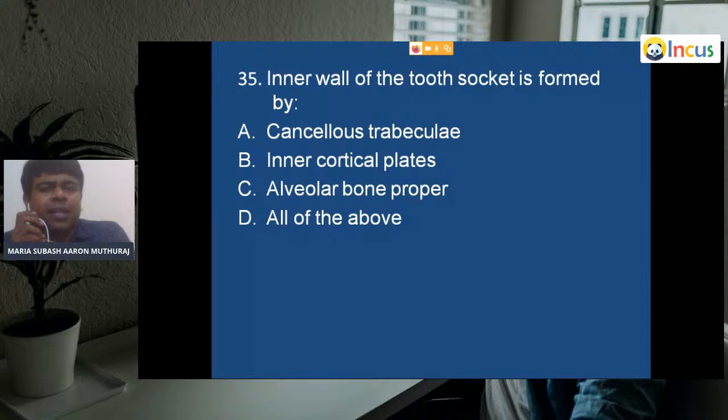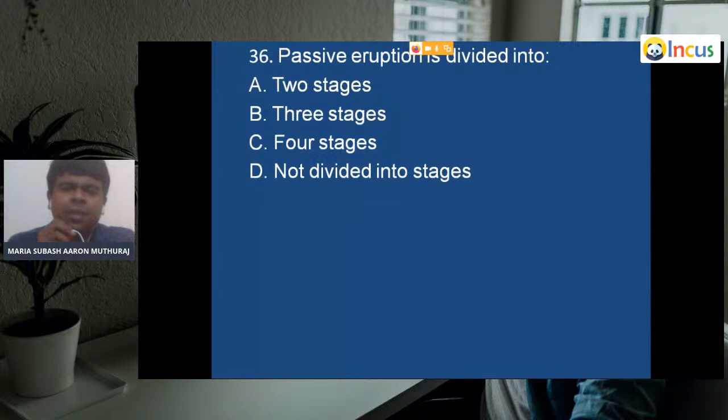Another form of the same question: the inner wall of the tooth socket is formed by cancellous trabeculae, inner cortical plates, alveolar bone proper, or all of the above. The inner wall of the tooth socket is formed by alveolar bone proper only. Option should be C.